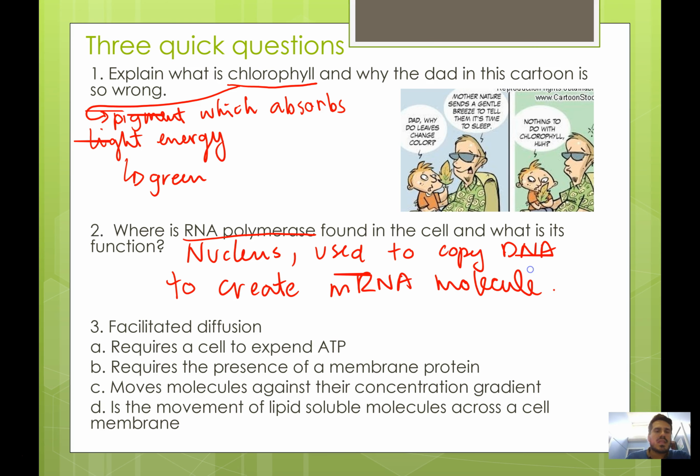Cool. Last question. Facilitated diffusion requires a cell to expend ATP. No, it doesn't. It does not require ATP. Requires the presence of a membrane protein. Ooh, yes it does. It does require a membrane protein. Let's have a look. Moves molecules against the concentration gradient. No, it doesn't. Moves with the concentration gradient. Is the movement of lipid-soluble molecules across the cell membrane? No, that would be simple diffusion, so we have to go with B.